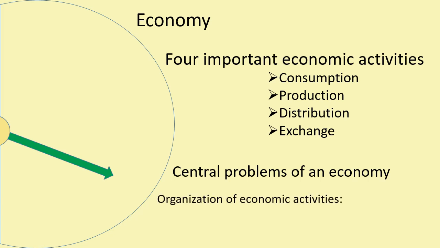And coming to the organization of economic activities or the types of economies in the world, there are three different types of economies. Number one, centrally planned economy, or we call it as socialist economy. In such type of economy, all these activities are controlled by the government. Their main motive is social welfare.